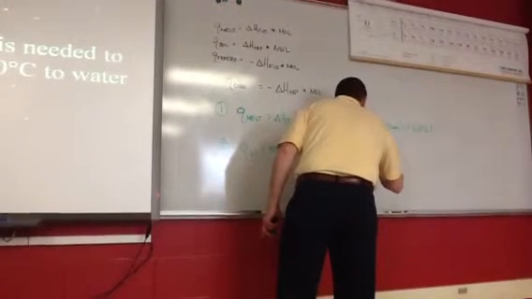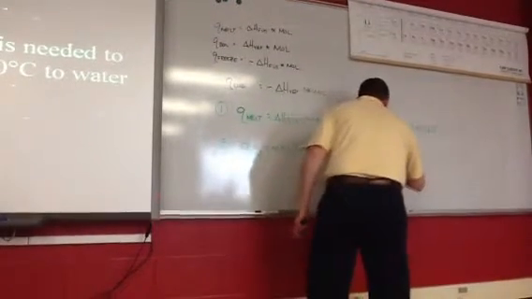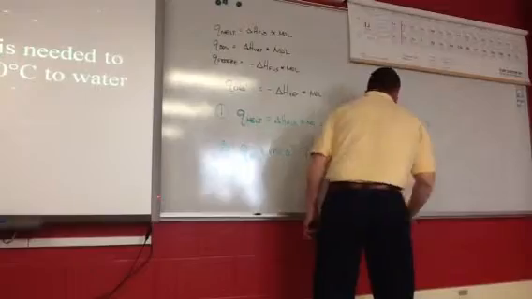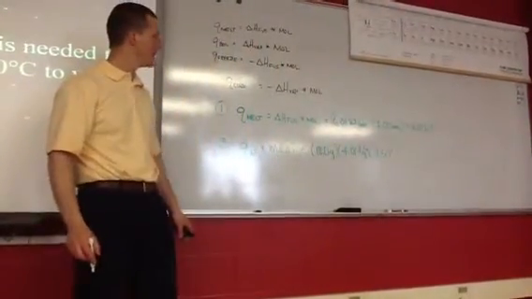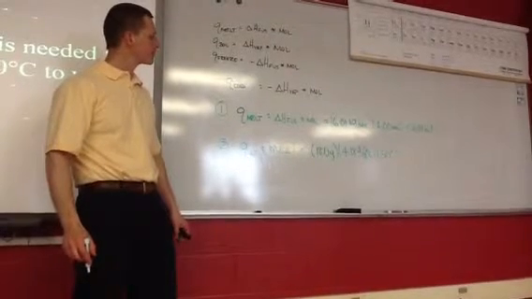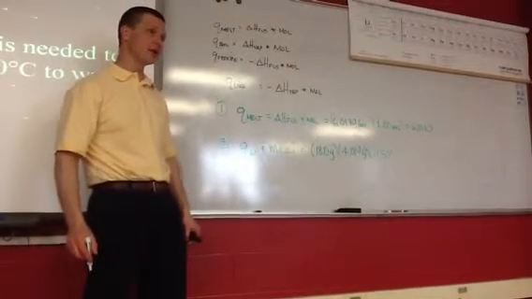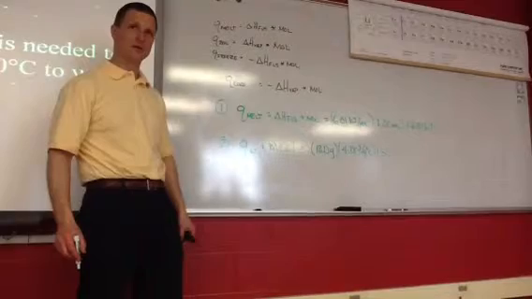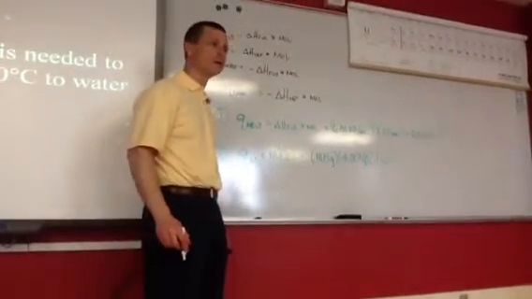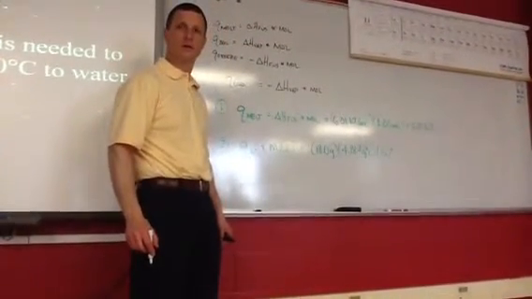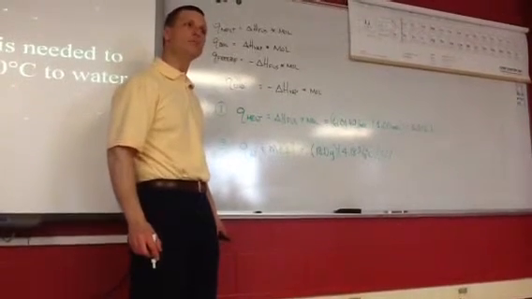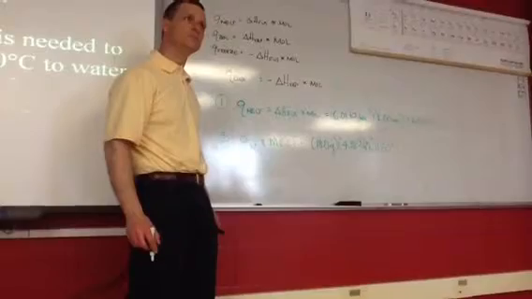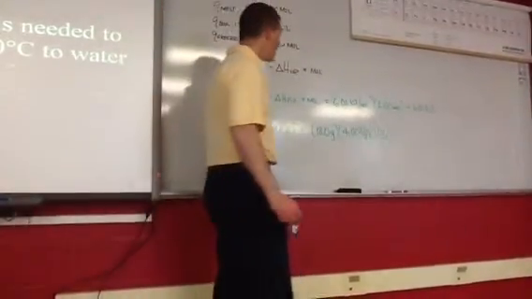The specific heat of liquid water is 4.18. And the temperature changes 50 degrees. So multiply those 3 together. What do you get? 3,762.